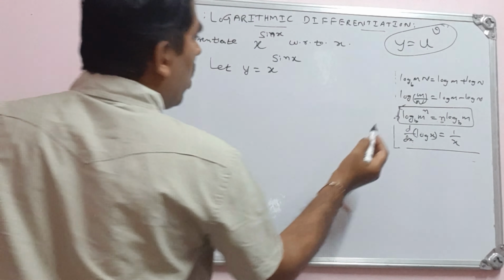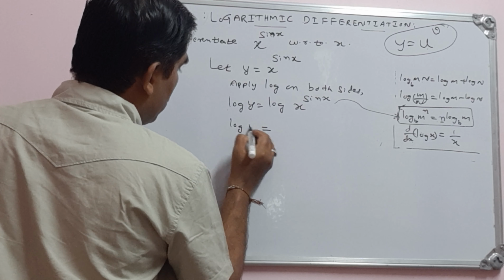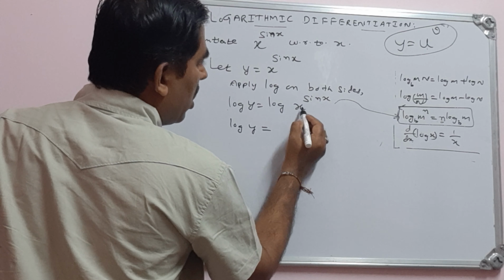Applying log, simply write log y equals log x to the power of sin x. Then log m to the power n is equal to n log m. Write log as it is, don't differentiate it. Whatever the power is, you write it as the coefficient: sin x into log x. At this step you can differentiate. Differentiate both sides with respect to x.